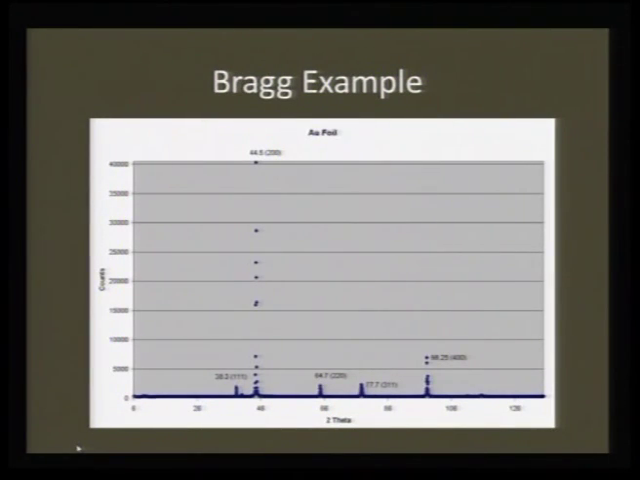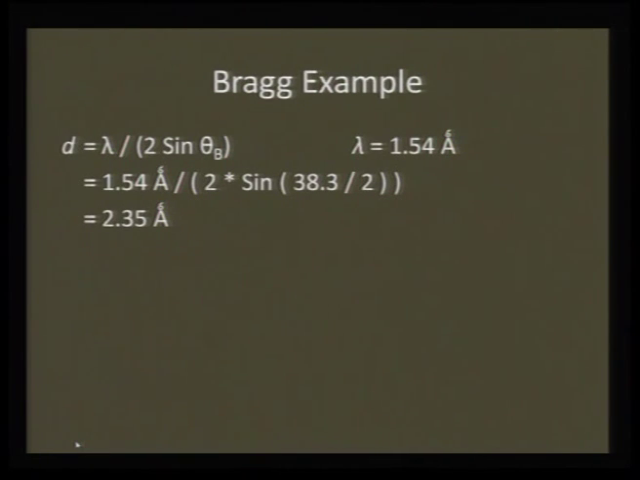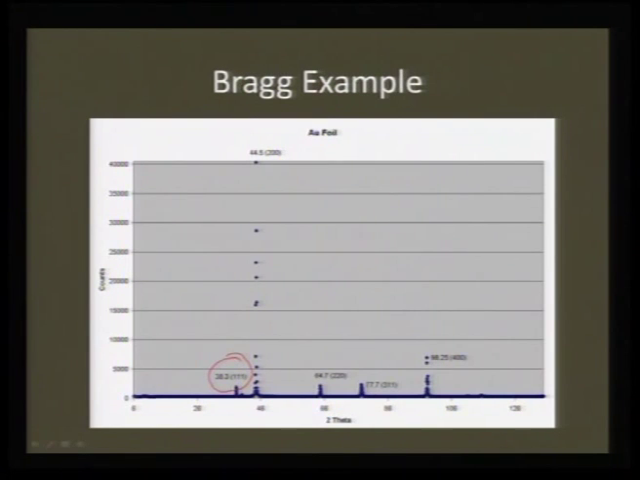We can also take the other example of calculating your interplanar spacing, and this is the Bragg example that we can talk about. Let's take the small peak, that is 38.3, which is indexed to the 111 reflection for gold foil. And how do we go about it? Your lambda is known, that is from copper, and theta is known. So, your theta will be 38.3/2. So, your interplanar spacing for 38.3 will be 2.35 angstrom. So, this is how you assign the peak.